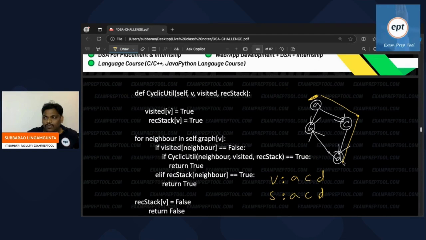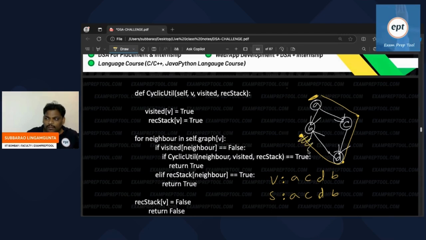I am at D now. D adjacent is going to be B, which is not widgeted. Can you see this one? It is not widgeted, and it is not there in the stack also. Add it. Now, B adjacent is no one. Everyone observe. Interesting answer. B adjacent is no one.